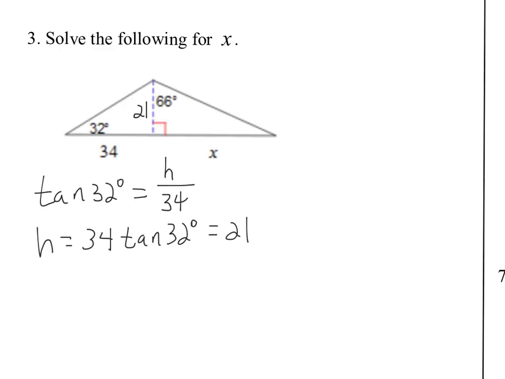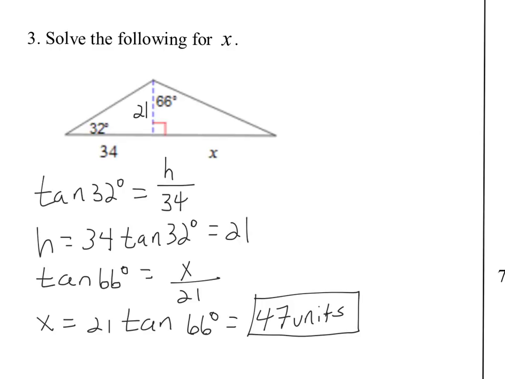All right, so I know that the tangent of 32 degrees is the height over 34. And then I'm going to cross multiply this. So 34 times the tangent of 32 degrees. Put this in the calculator, I get 21 units. So the height of my triangle is 21 units. Now I can use that information and use tangent again to find this length right here for x.